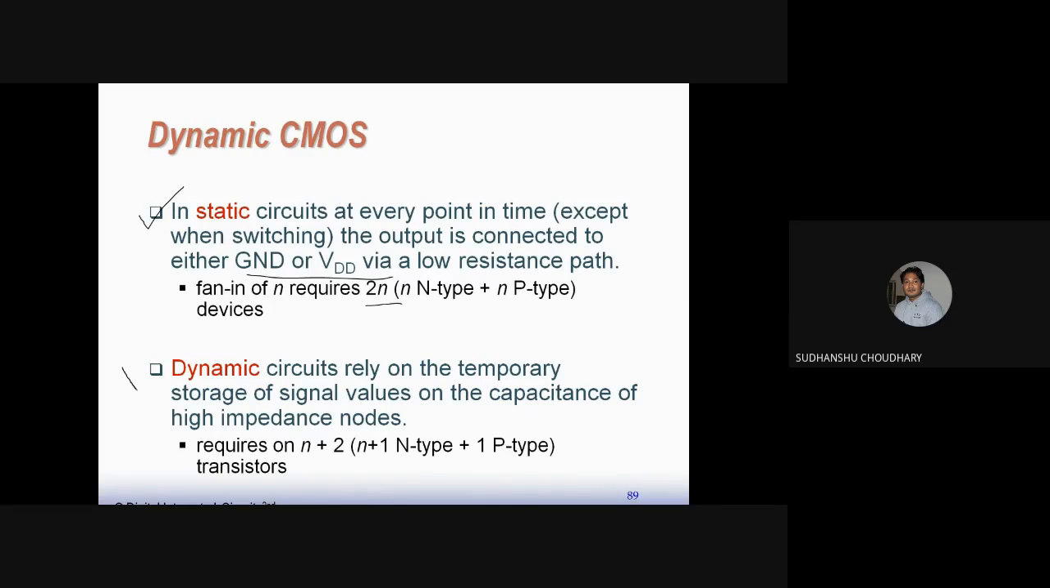Now, apart from that, we have dynamic circuits which rely on the temporary storage of signal values on the capacitance. For these dynamic circuits, you need some sort of clock or refreshing circuit, which should continuously refresh the output, because the output is stored on a capacitor and the capacitor loses its charge after some time. These dynamic circuits only require n plus 2 transistors. If n is the number of inputs, the 2 incorporates one n type and one p type. That is, n plus 1 n-type and 1 p-type transistors are required to implement these dynamic circuits.